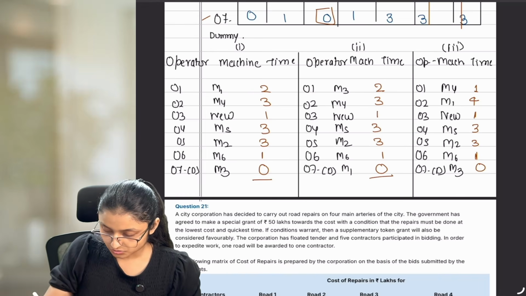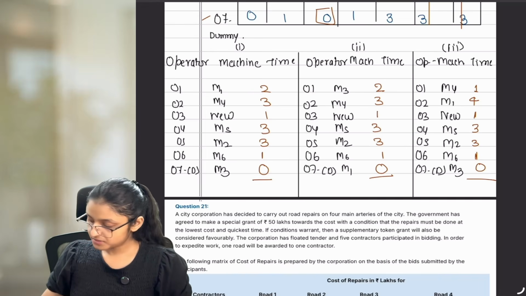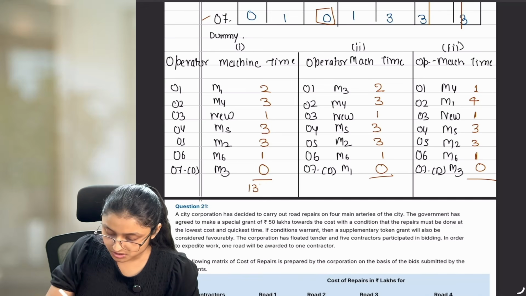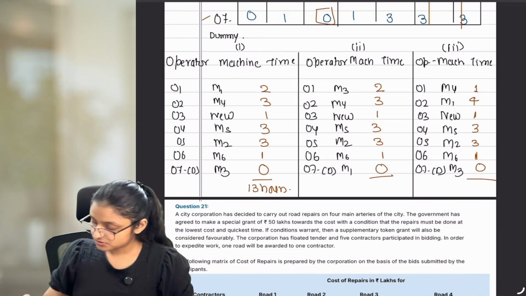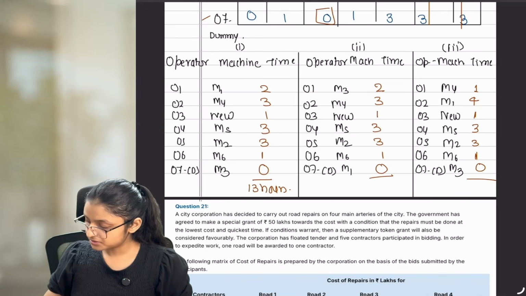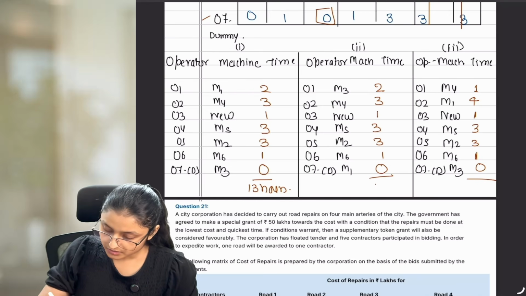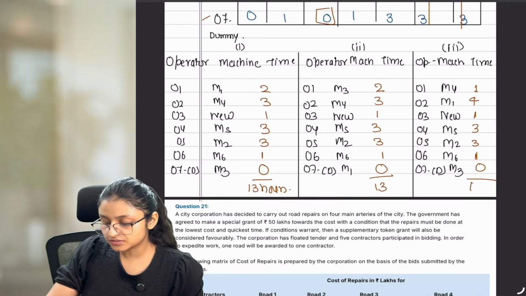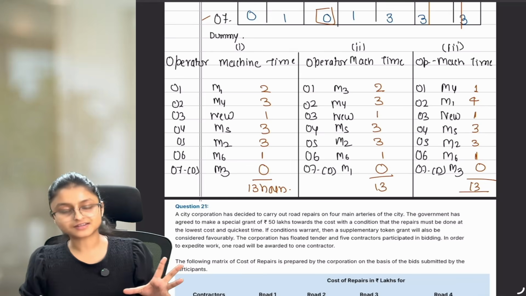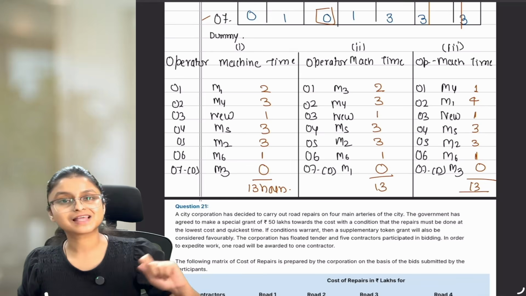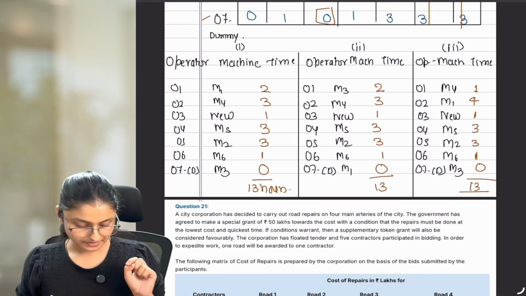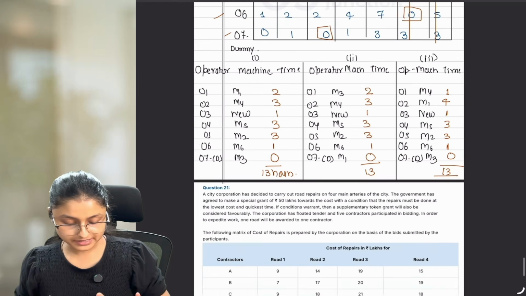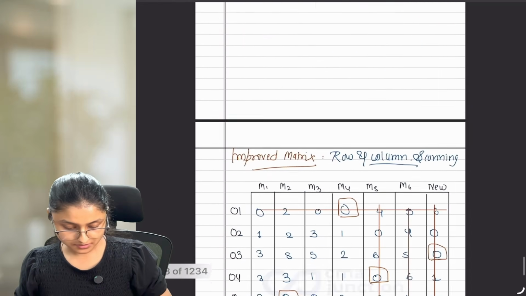Now let's take the total of it. 2 plus 3 plus 1 plus 3 plus 3 plus 1, that is equal to 13 hours. Next, 2 plus 3 plus 1 plus 3 plus 3 plus 1, again 13 hours. Next, 1 plus 4 plus 1 plus 3 plus 3 plus 1, this is also equal to 13 hours because these are alternatives. They are going to have the exact same time. Okay? Now, after doing this, let's see what the question is asking us.